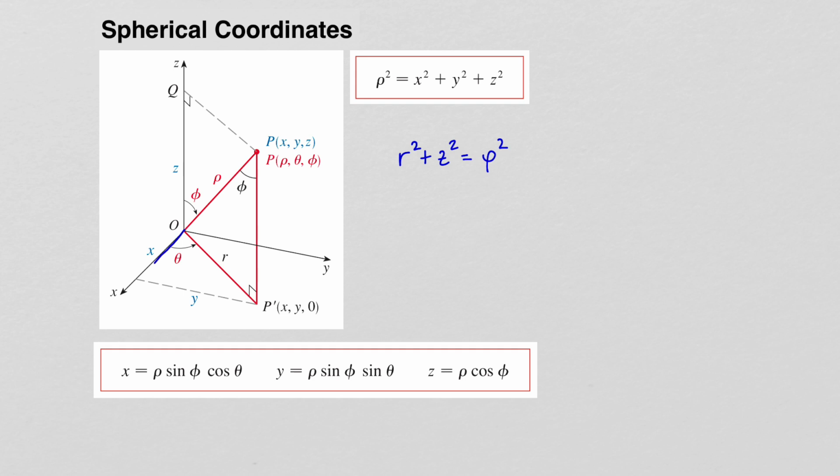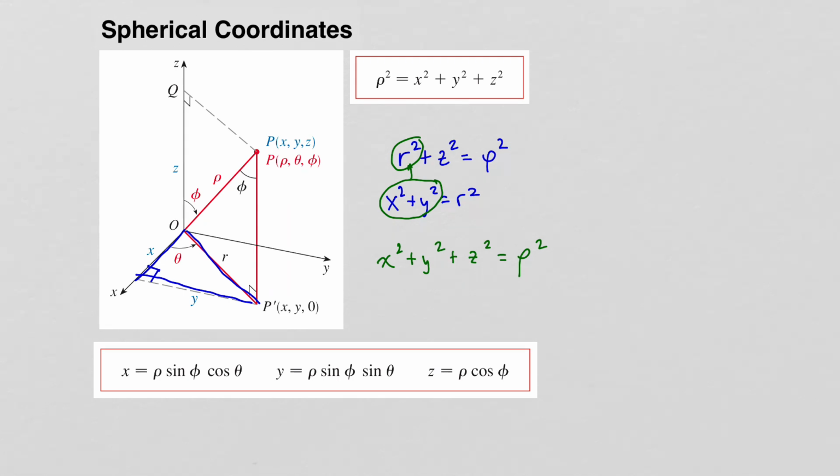But then down here, we also have a right triangle. And in that triangle, we know that x squared plus y squared is equal to r squared. And so if we simply substitute x squared plus y squared into r squared here, we end up getting x squared plus y squared plus z squared is equal to rho squared. So this first formula here is pretty easy to verify.